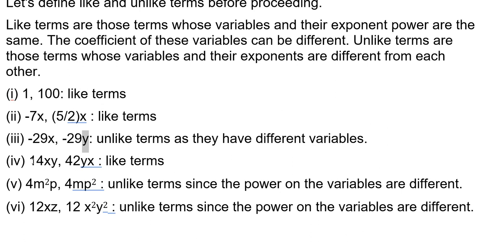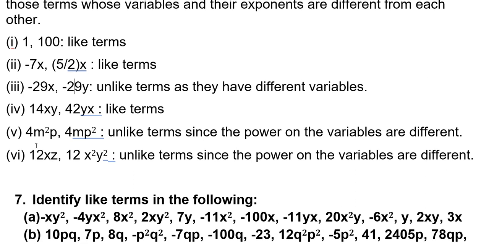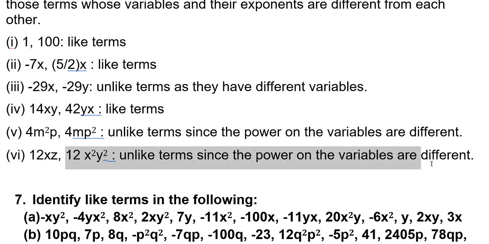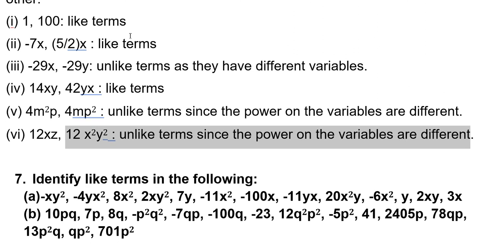14xy, 42yx, like terms, because here also xy, here also xy, and the exponents are also the same, one. 4m square p, 4mp square, unlike terms, since the powers on the variables are different. 12xy and 12x square y square, unlike terms, since the powers on the variables are different.